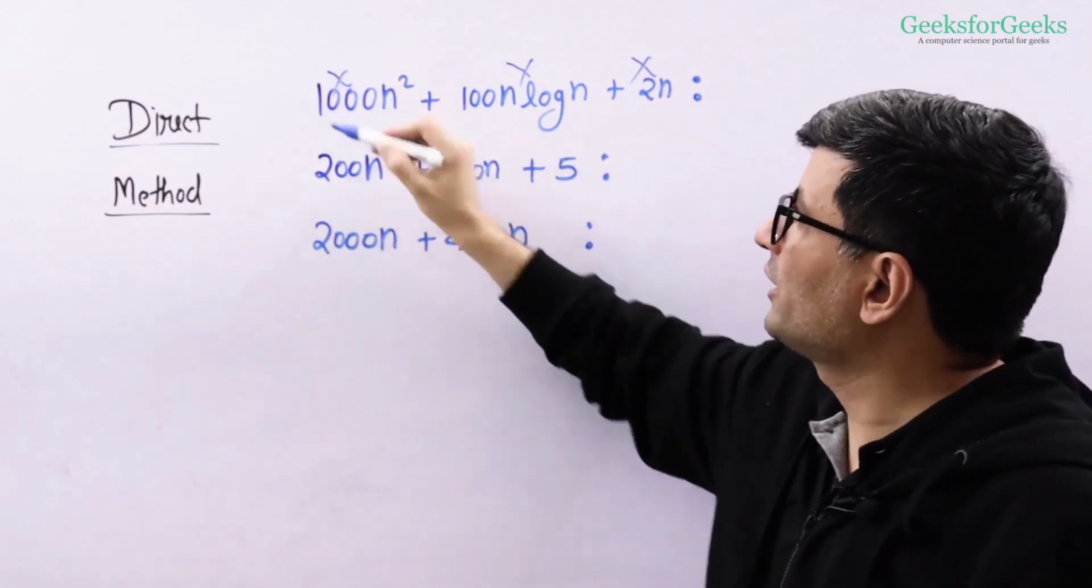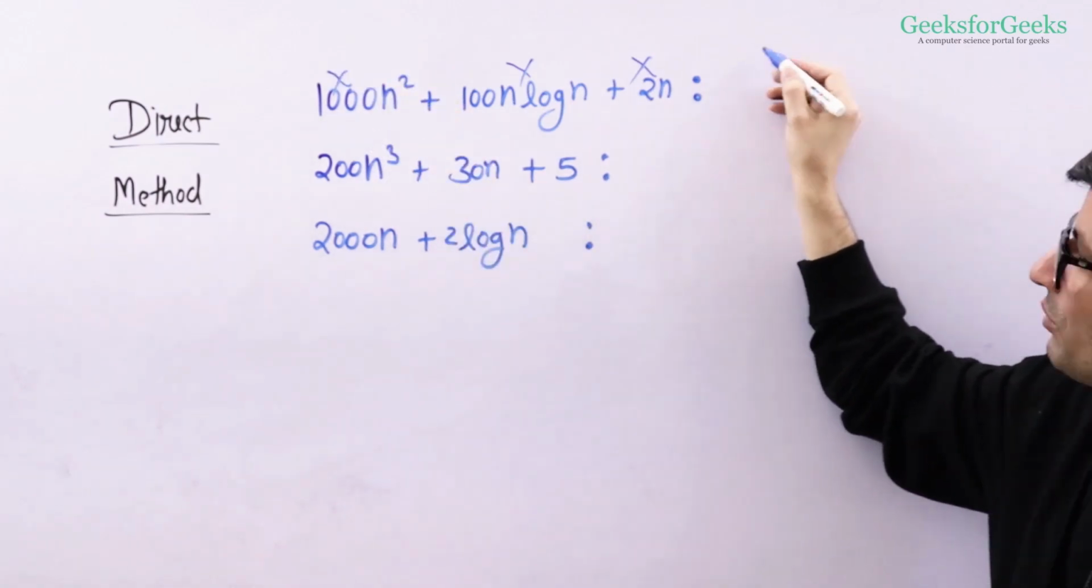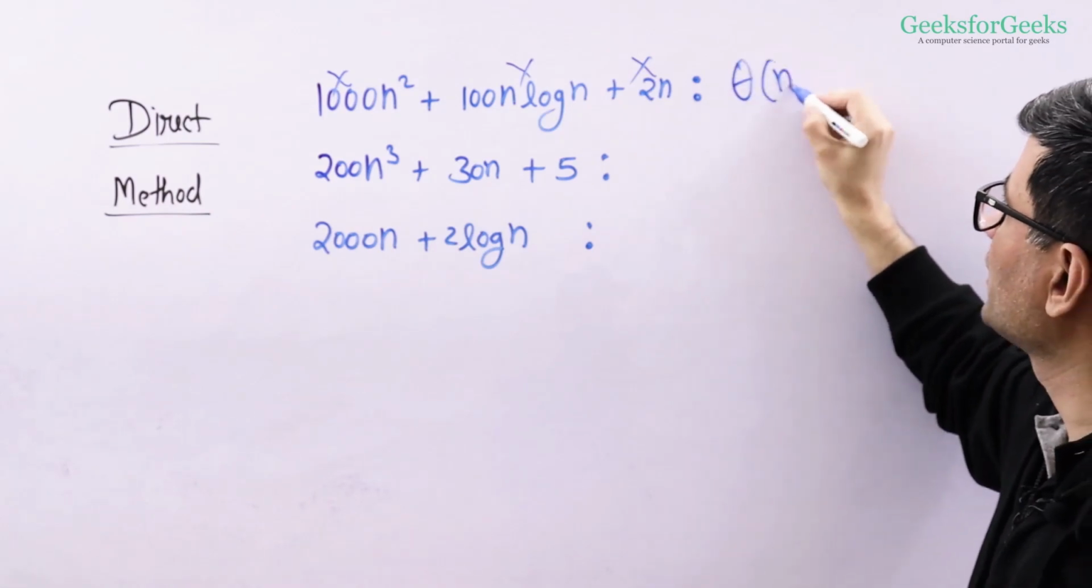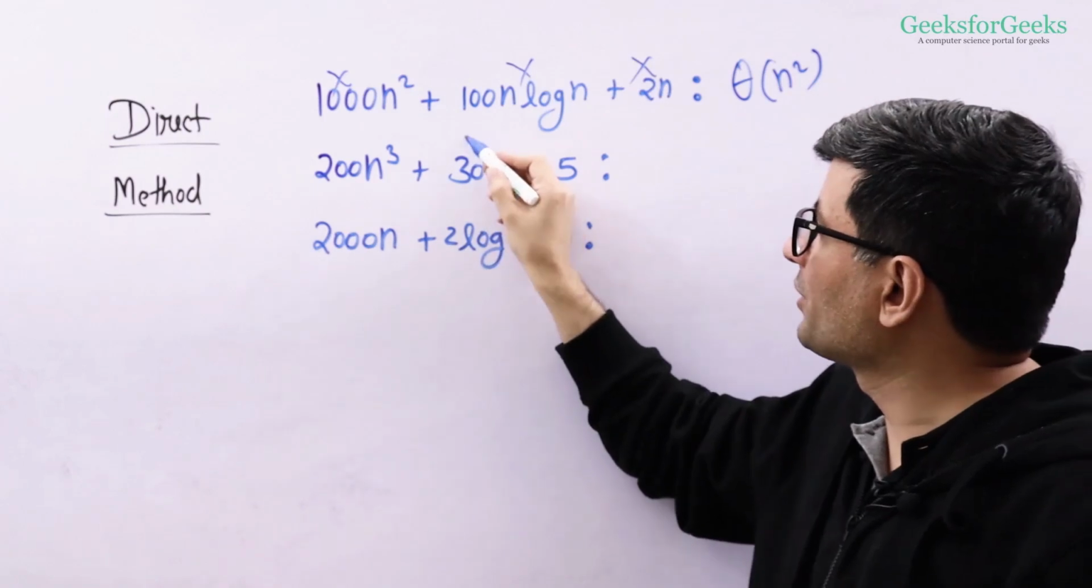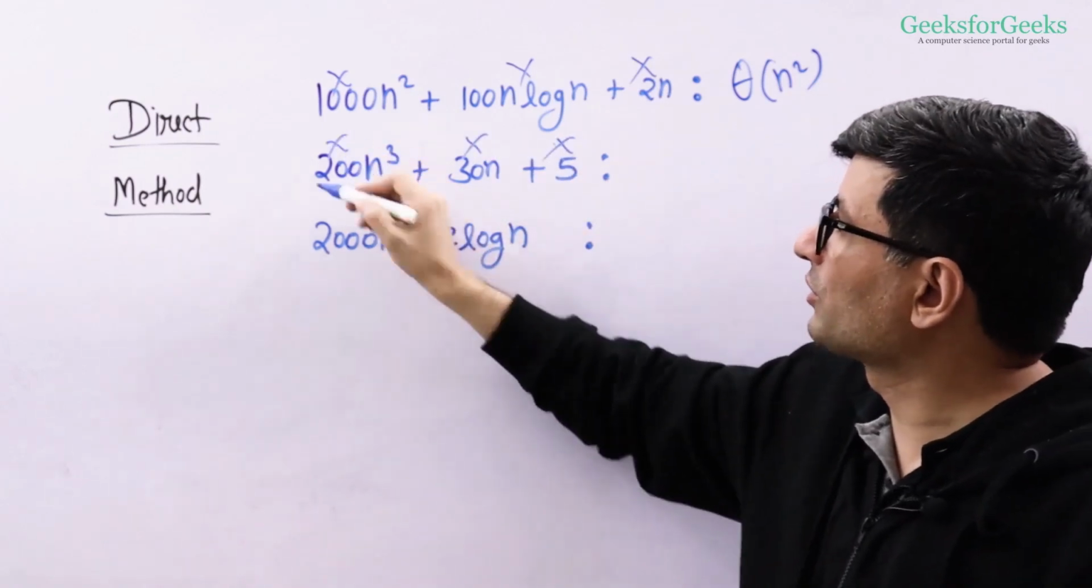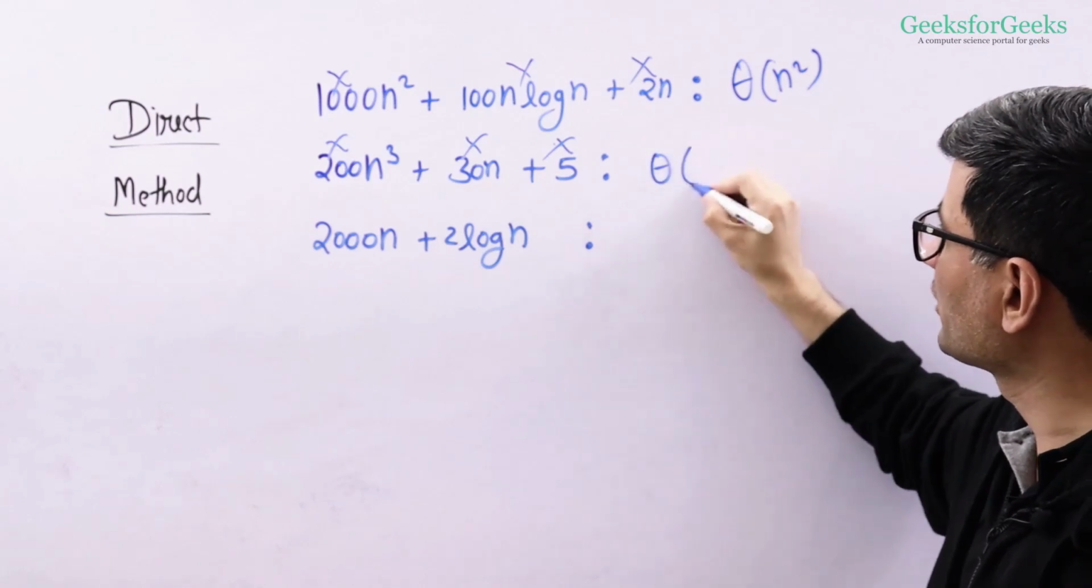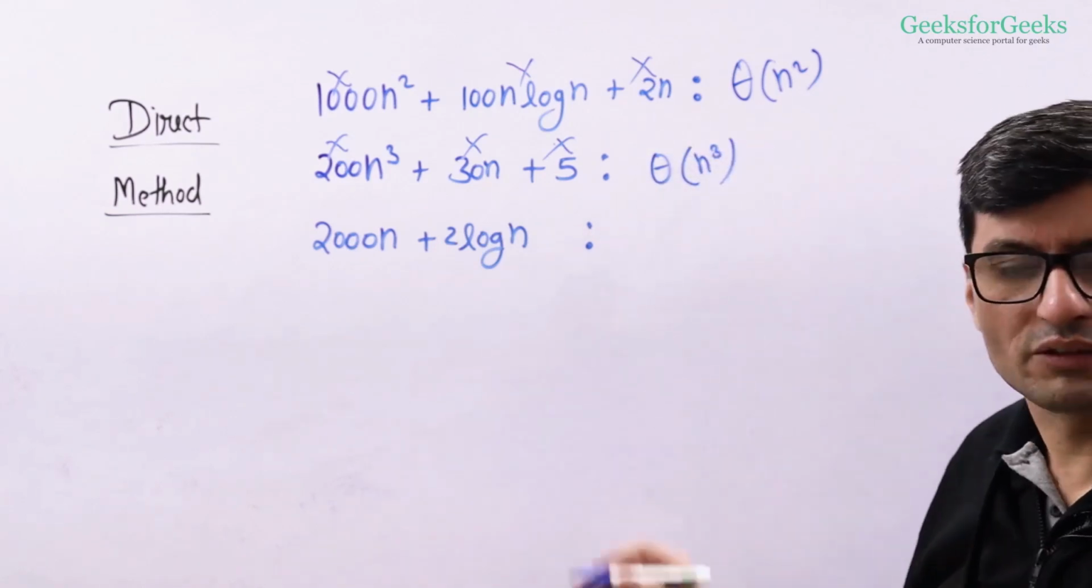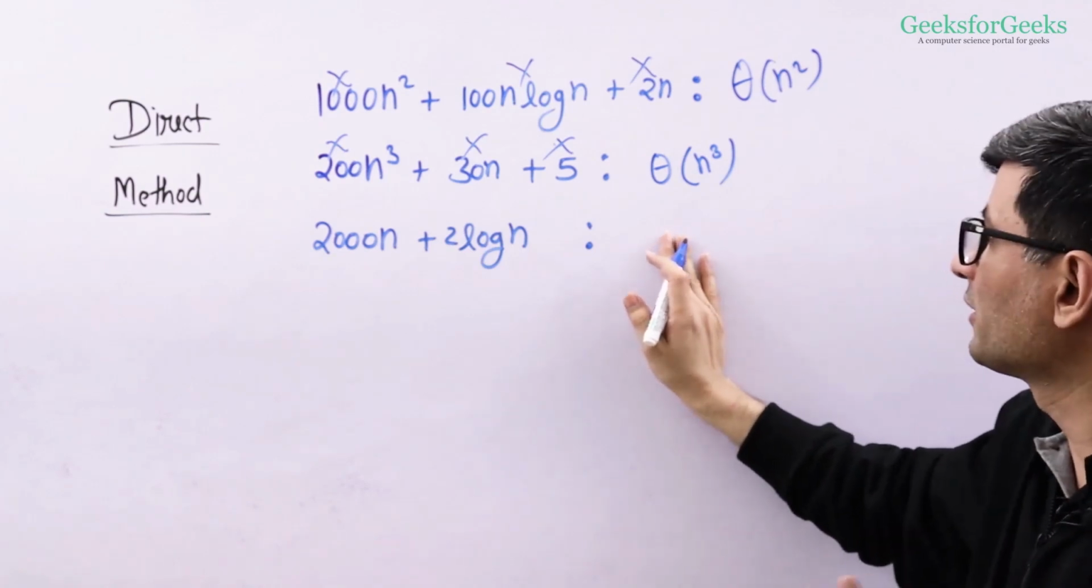We ignore this constant and we get n square as order of growth. We can simply put it in theta notation. It's theta n square. Here we can ignore the lower order terms. We can ignore this constant and we can say it's theta of n cube. That's the order of growth of this, and we can simply put order of growth in theta.